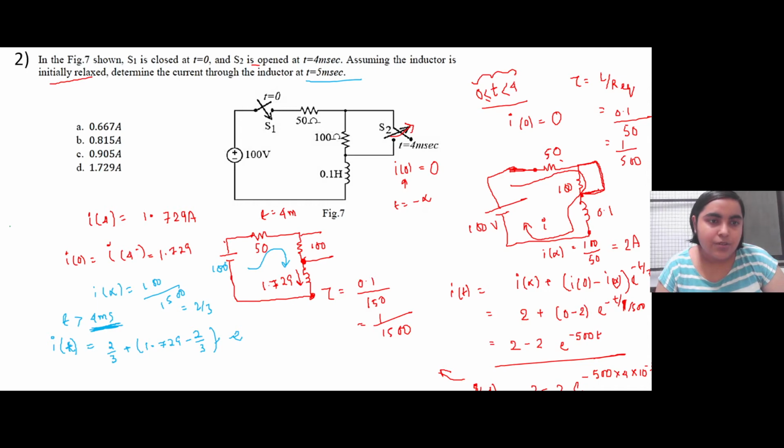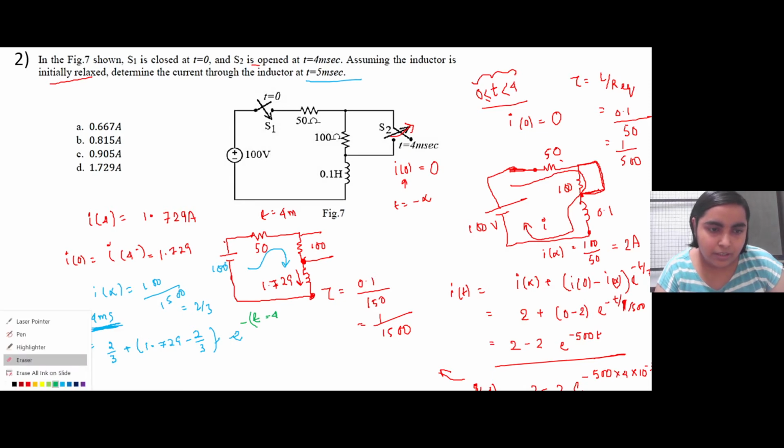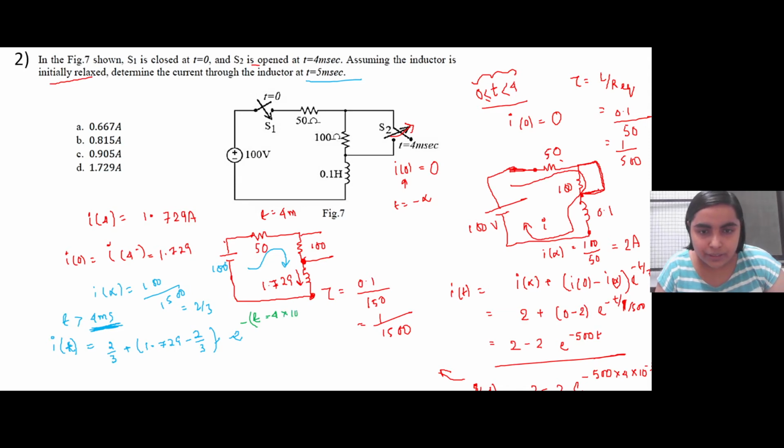So the equation now, since we are starting from 4 millisecond, instead of t it will be t minus 4 because 4 millisecond has already passed. So here the 0 point starts from 4 millisecond, right? Do you agree or not? Yes. Okay. So since it is in millisecond, we have to write 10 to the power minus 3 by the time constant, which is 1 by 1500, right?